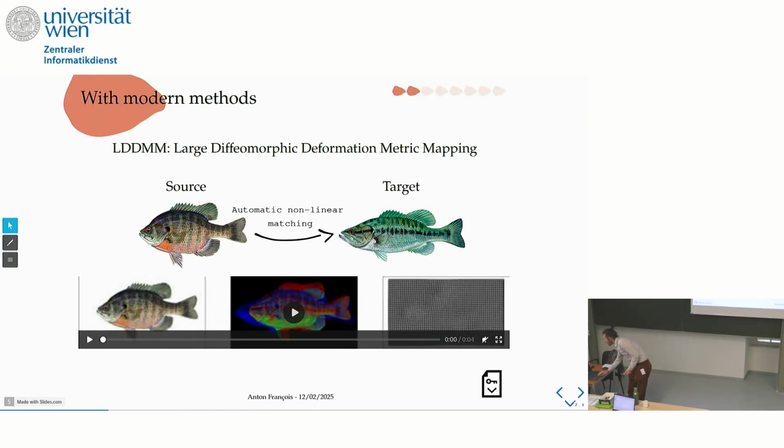LDDMM allows you to compare two shapes with a deformation. Here we have an example that kind of stopped, but you can compare the two fishes. It's the classic example of D'Arcy Thompson. Actually, the video works on my computer, but not on the screen. That's unusual. But here you should see a deformation grid that compares the two images.